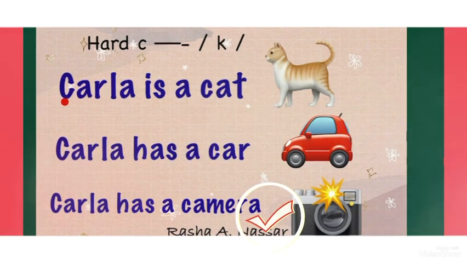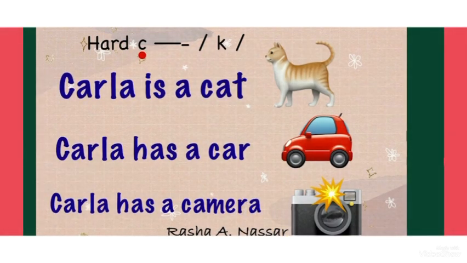So here, the letter C that sounds K when it is not followed by I or E or Y, it is followed by the other letters of the alphabet. Thank you and goodbye. Try to spot the difference between hard C and soft C to read fluently and accurately. Thank you and goodbye.